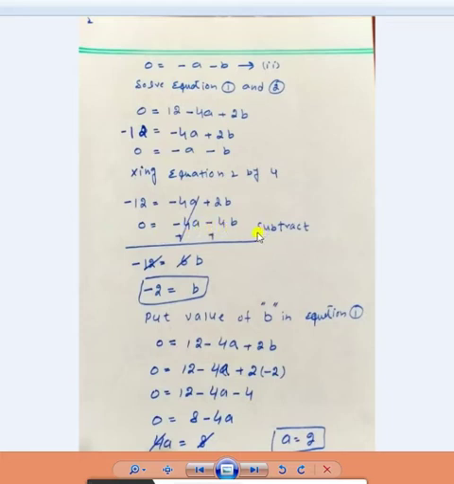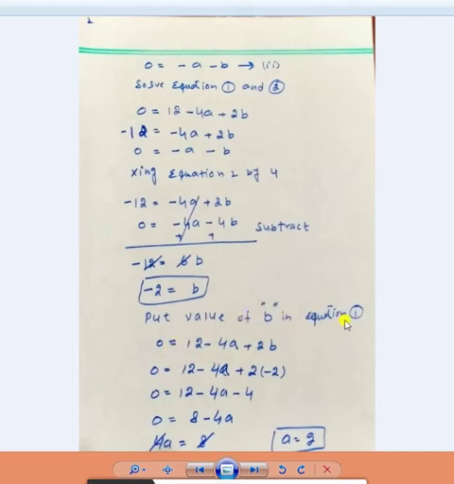We subtract, and when we subtract, the sign will be changed. This negative gets positive and this negative gets positive. −4a plus 4a cancel out, 2b plus 4b is equal to 6b, and −12 = 6b. 6 twos are 12, so −2 = b. So the value of b is −2.